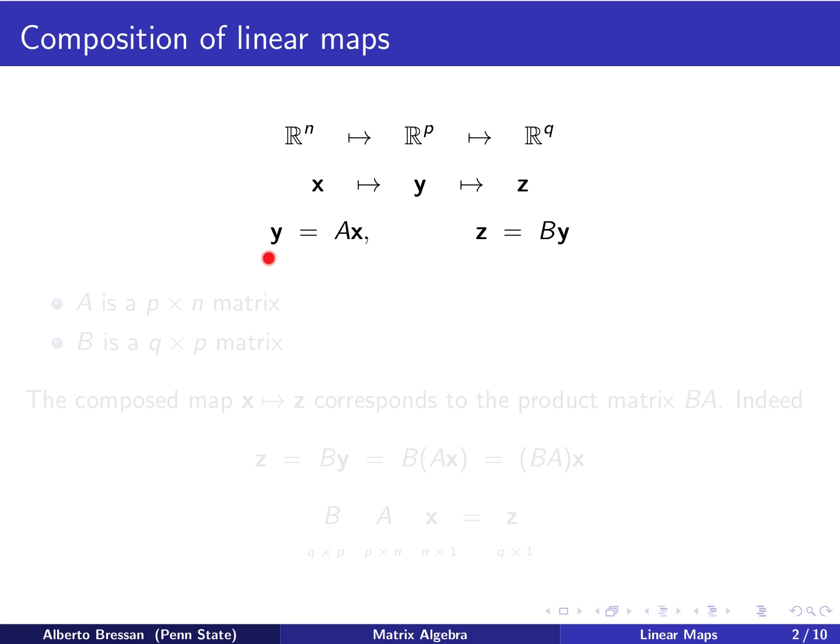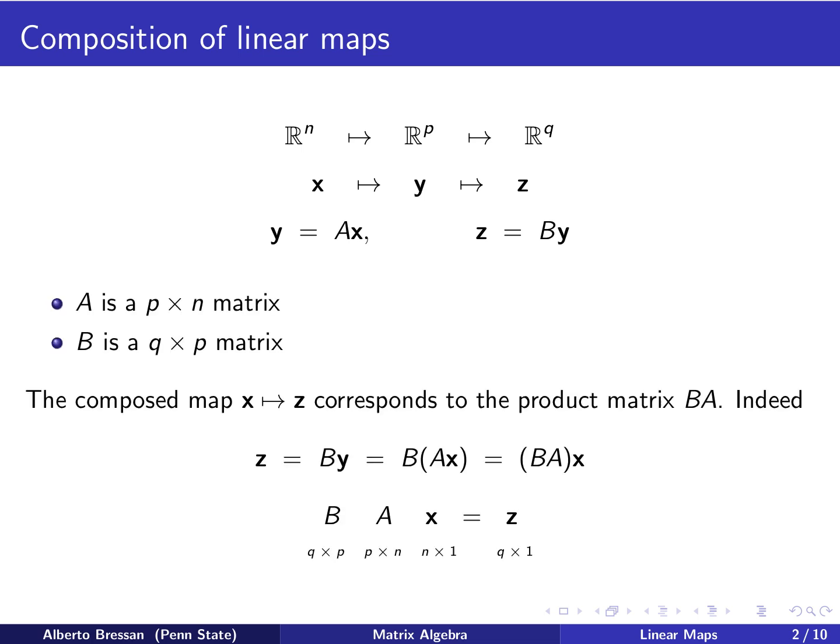So y is now A times x, so A maps Rn to Rp. And then z is computed as B times y. So take an element in Rp and then the B matrix transforms it into Rq. We see that here the matrix A has to be a p times n matrix to perform this product, and then the matrix B would be a q times p matrix.